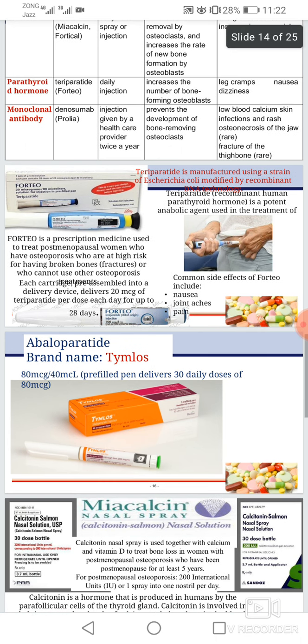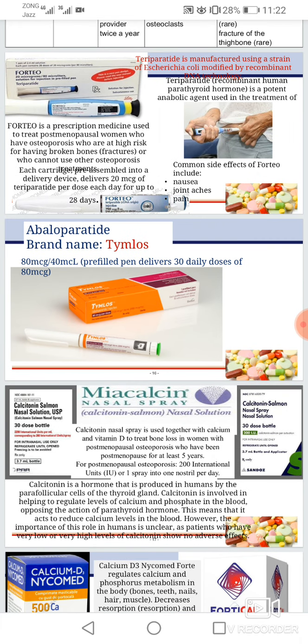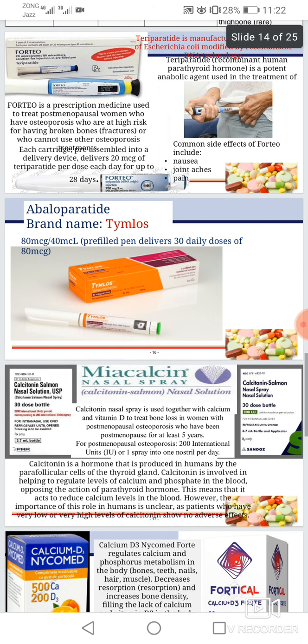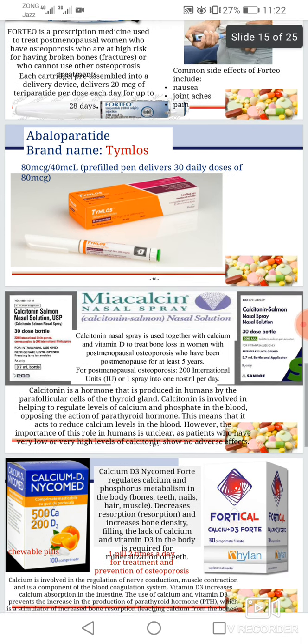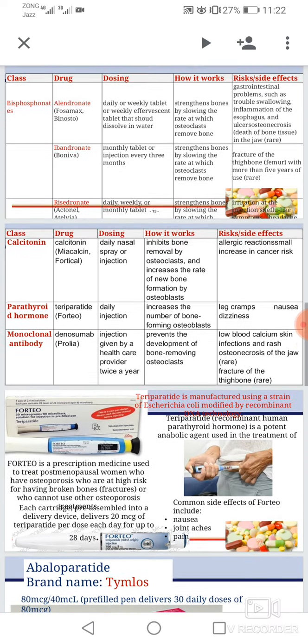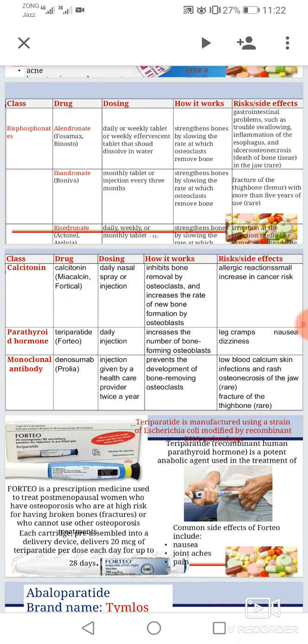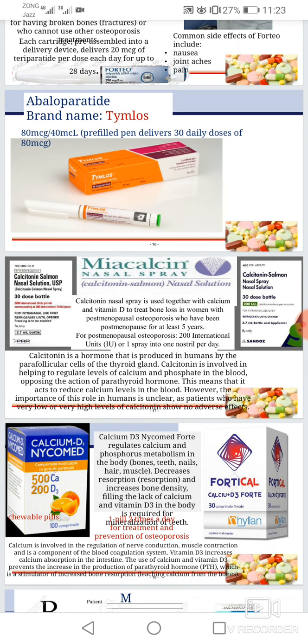Then we have Tymlos, which is another medication for osteoporosis. Its dosing is 80 mcg, given in 30 daily doses. Then we have Miacalcin. It is a nasal spray. We have discussed that Miacalcin is given through the nasal spray daily, or depending upon how your physician has prescribed it.